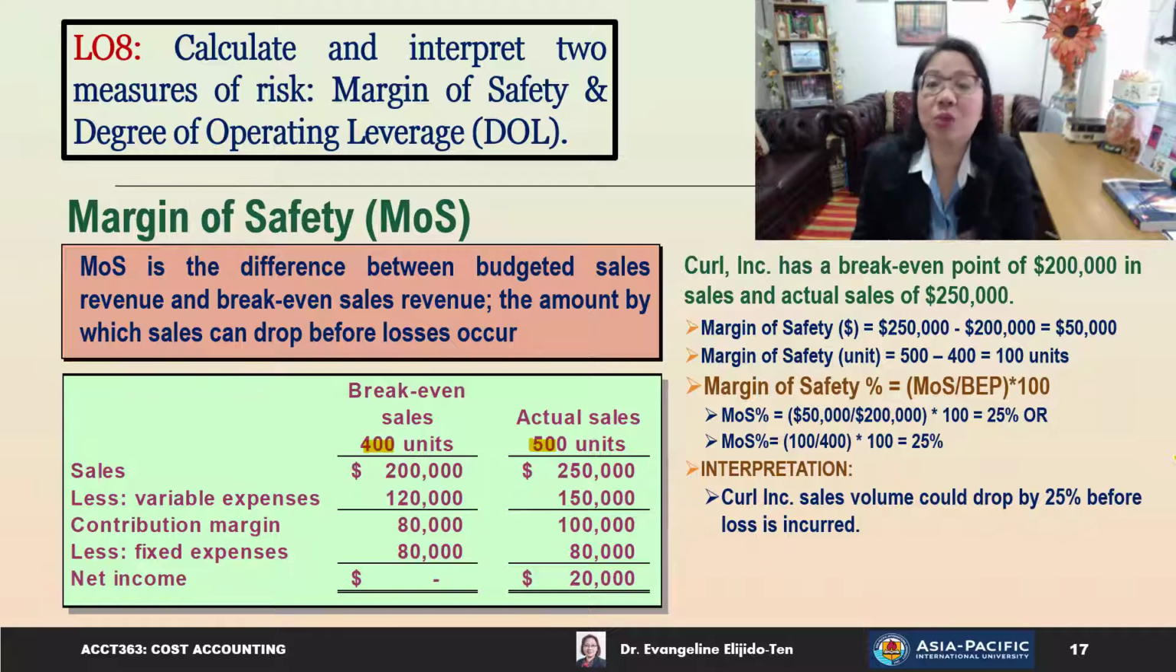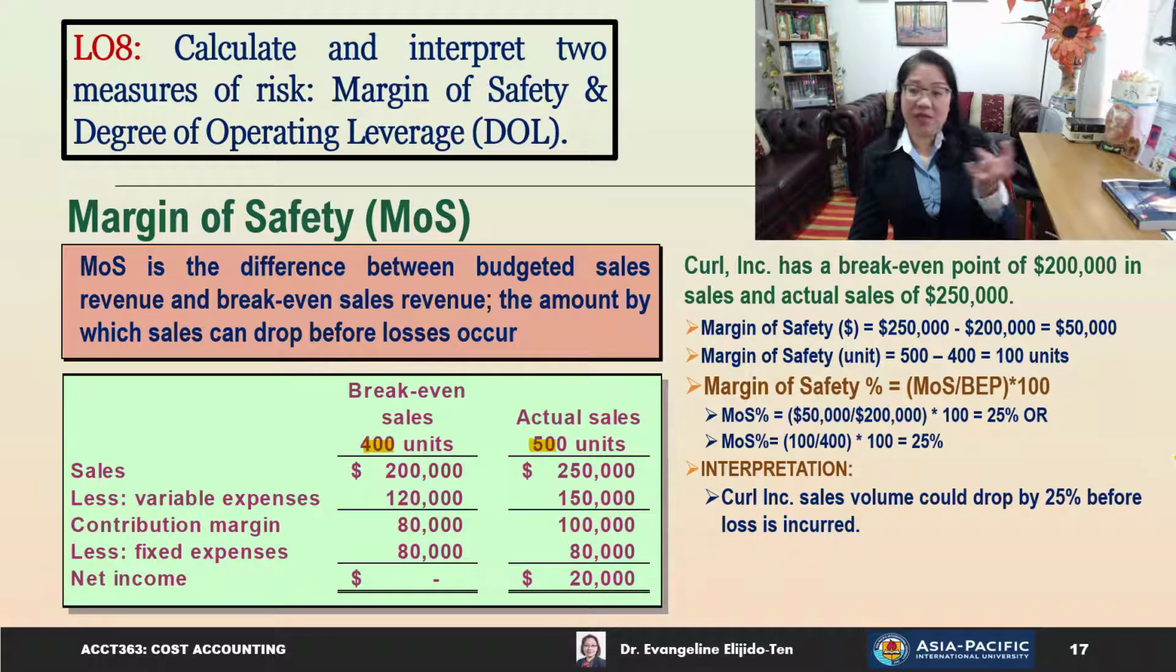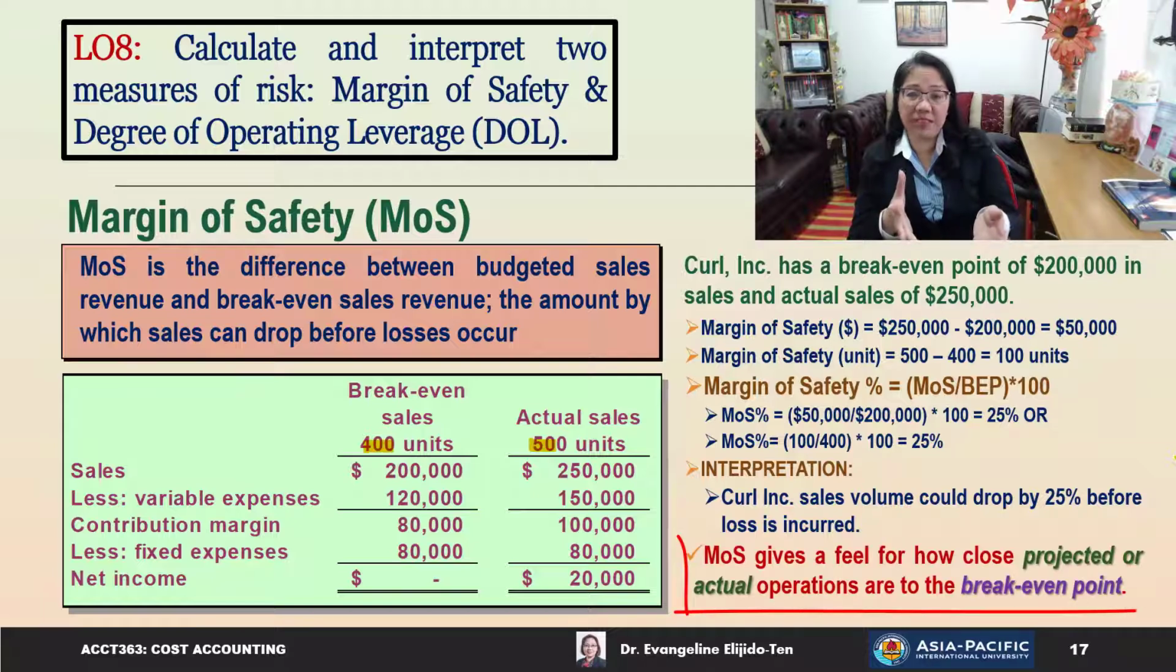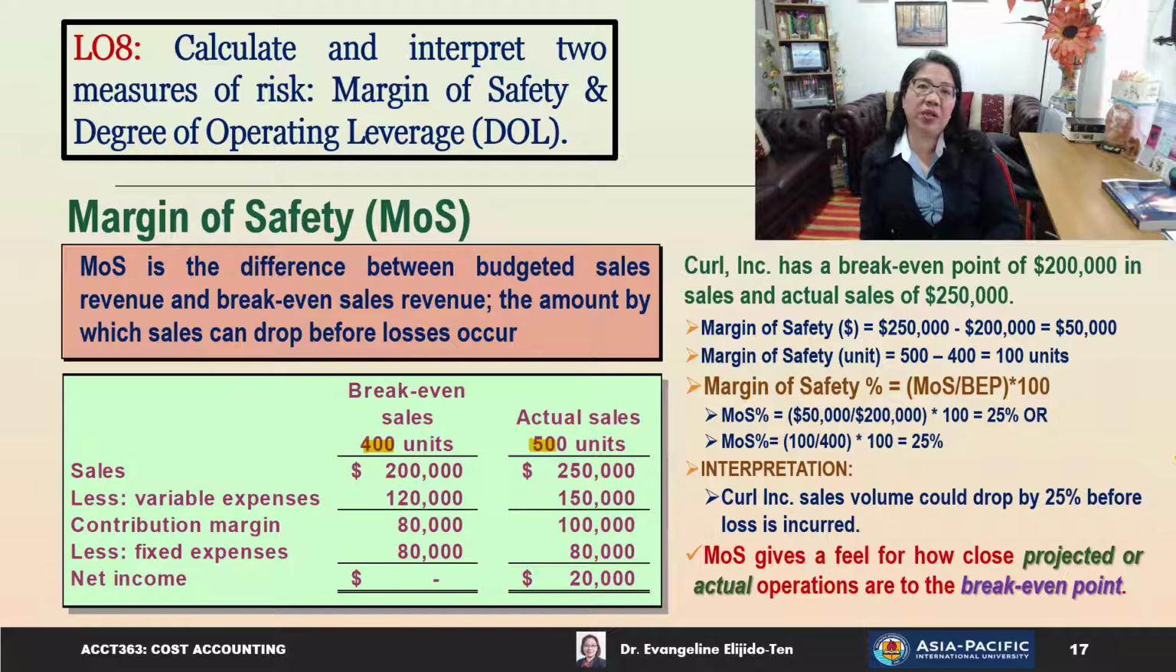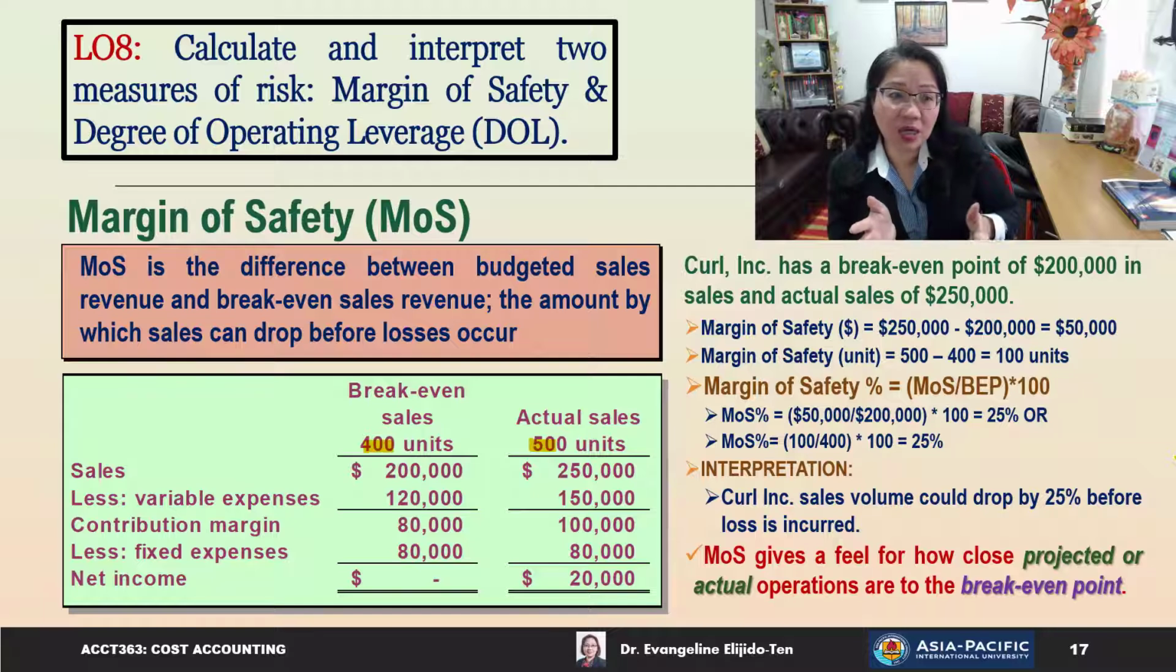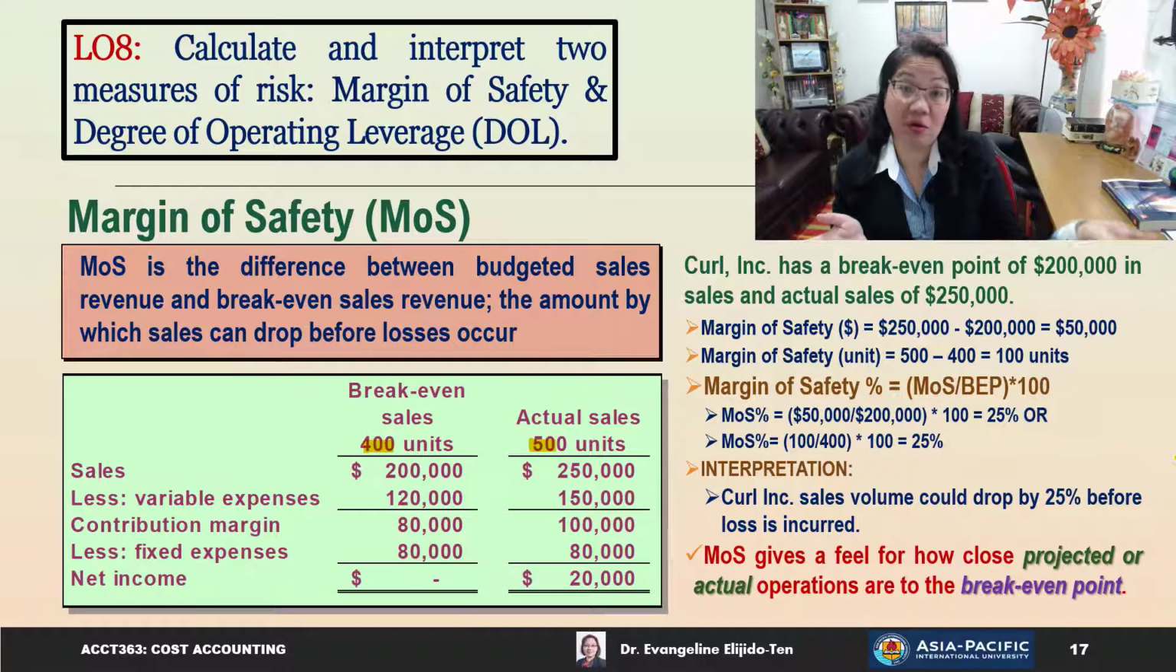So how do we interpret margin of safety? Well, Curl Inc. sales volume can drop by 25% before losses are incurred. So margin of safety gives you a feel for how close your projected or your actual operations are to the break-even point. So what do you think? The higher the margin of safety, the better, the safer would the company feel, or the lower, the better? Well, if you are driving by the cliff and you are so close, you are having very narrow margin of safety. So you are at risk of falling over.